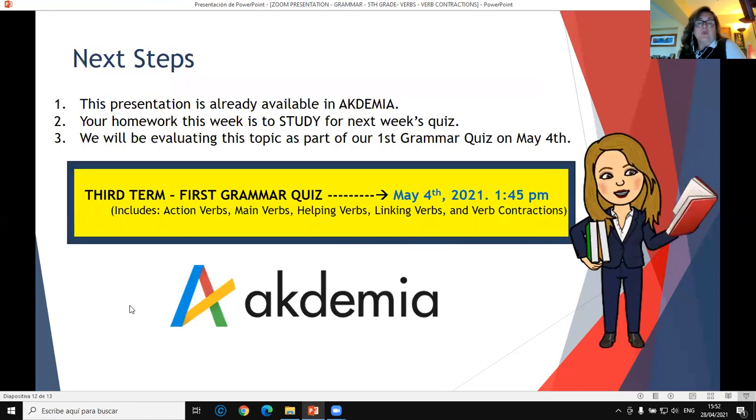And your homework for this week is going to be to study not only this content, but also action verbs, main and helping verbs, linking verbs, okay? And well, verb contractions, which is this class, because we have our first grammar quiz next Tuesday. It's scheduled at 1:45 p.m. So please be on time at 1:30 so we can check all the connections before starting.